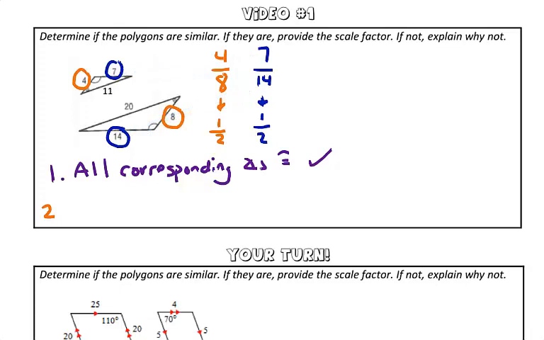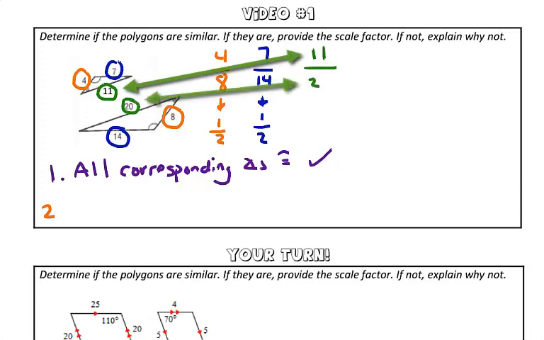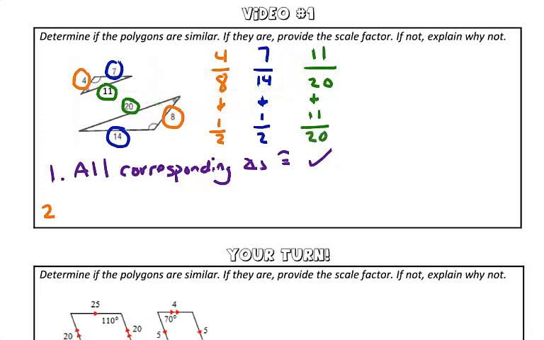However, we cannot stop there. We need to check all of the corresponding sides to make sure that all corresponding sides are proportional. So we're going to take a look at the last sides, match them up. So we have 11 for the smaller triangle, and that corresponds to 20 in the larger triangle. Well, that we cannot simplify because there is no common factor. Therefore, the corresponding sides are not proportional.